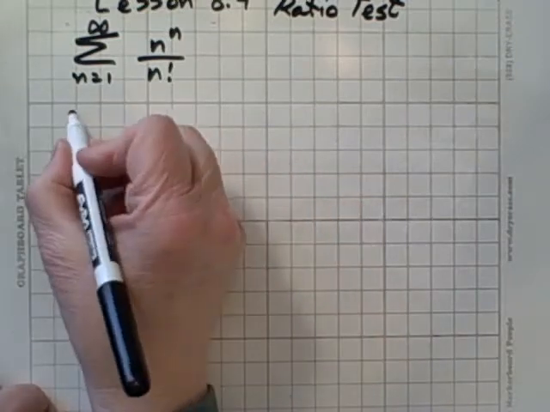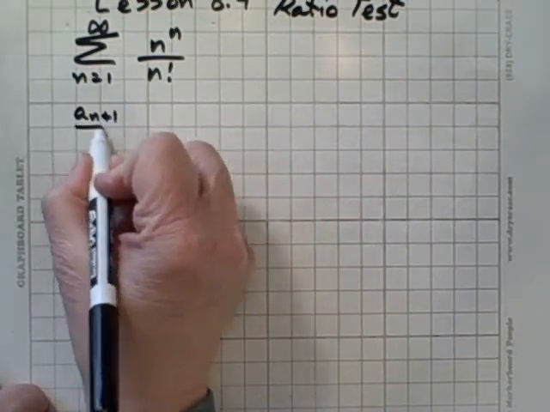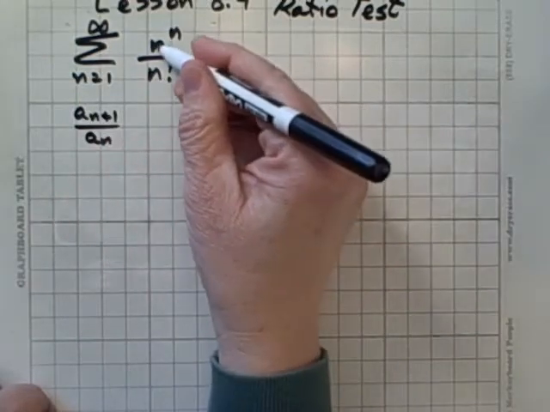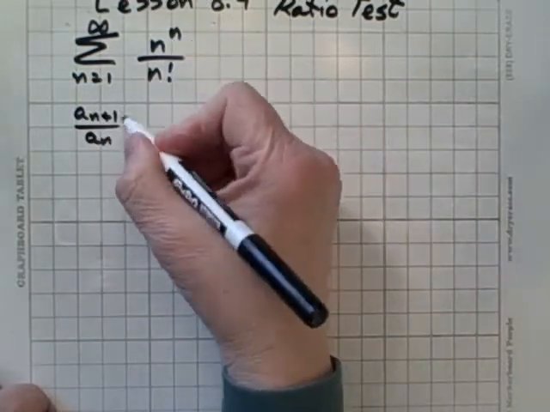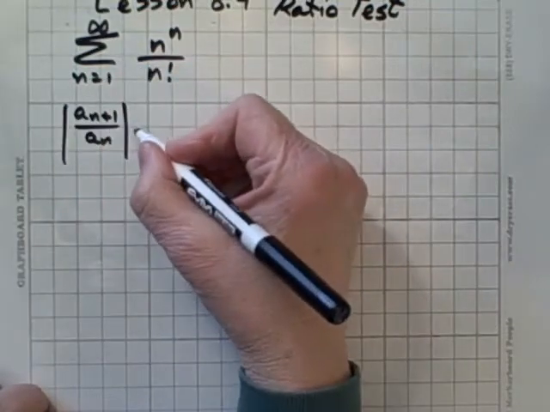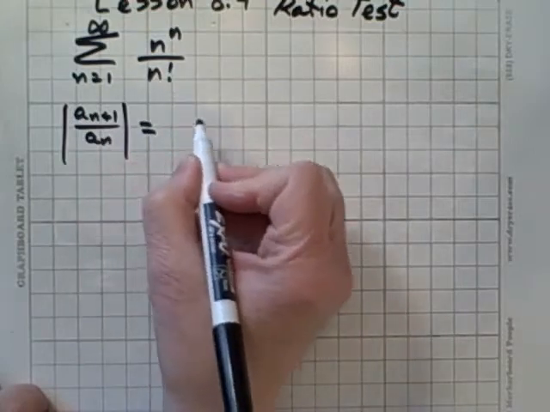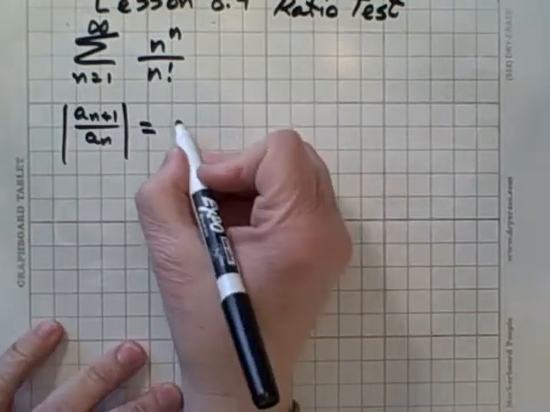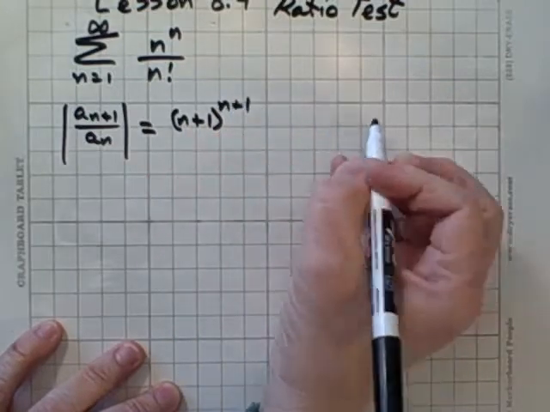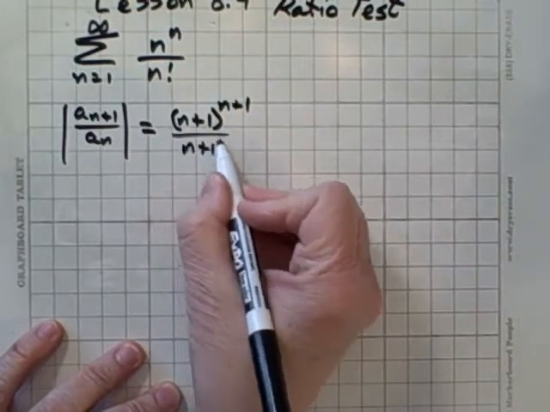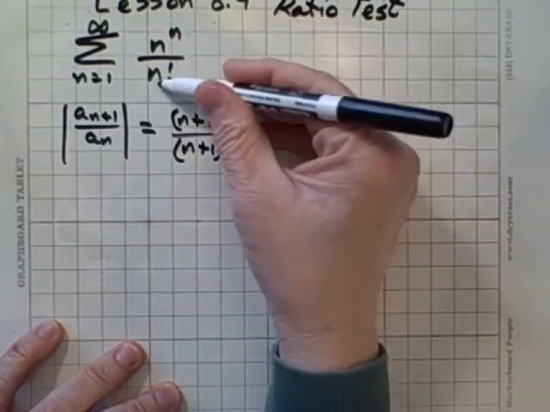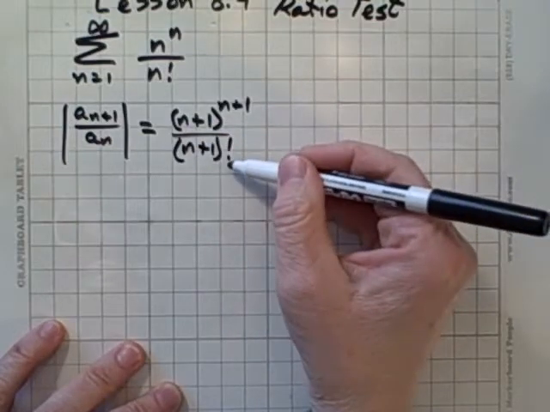We'll divide the n plus 1 term by the nth term. The n plus 1 term we get by replacing n with n plus 1. Another one of those scenarios where n is positive, so we really don't have to have the absolute value. It's going to be positive anyhow. So we'll have n plus 1 to the n plus 1 power over n plus 1 factorial. So we're simply replacing n with n plus 1, and that's how we get the n plus 1 term.